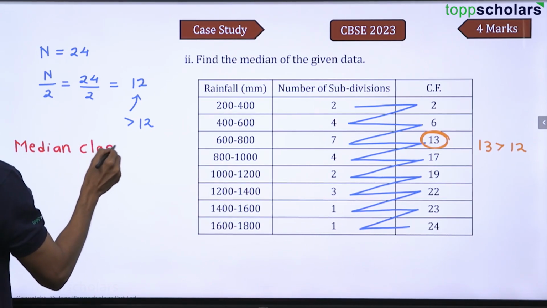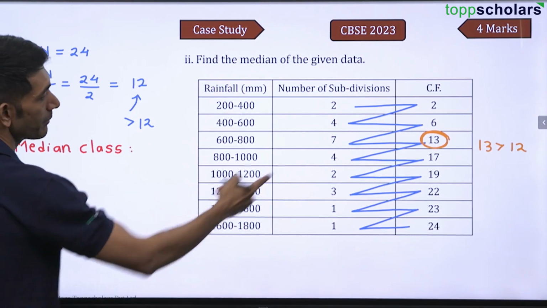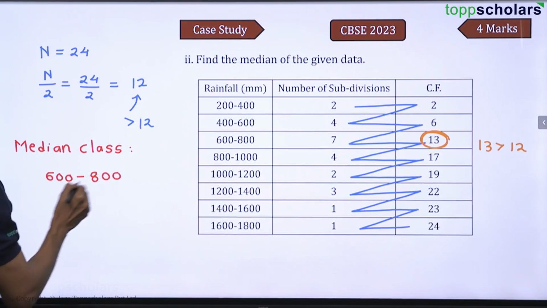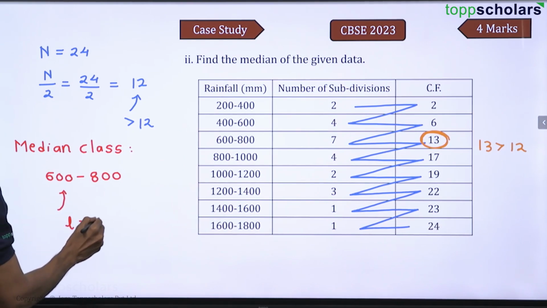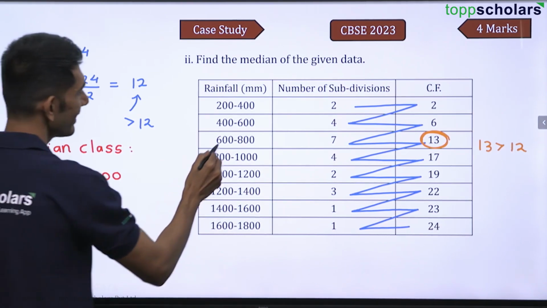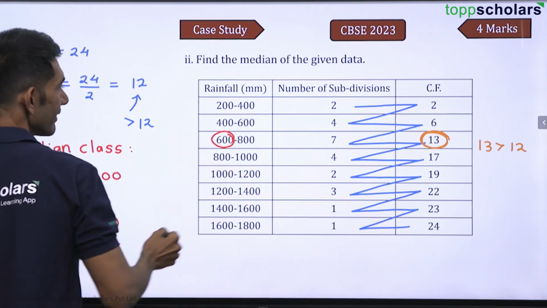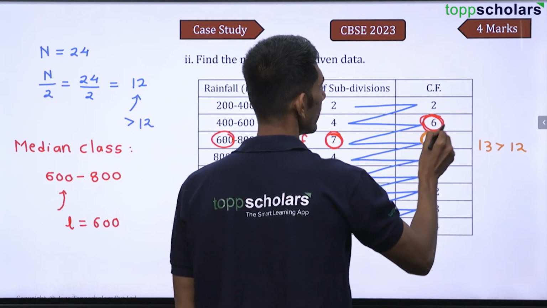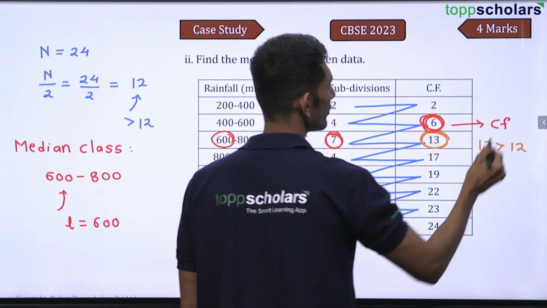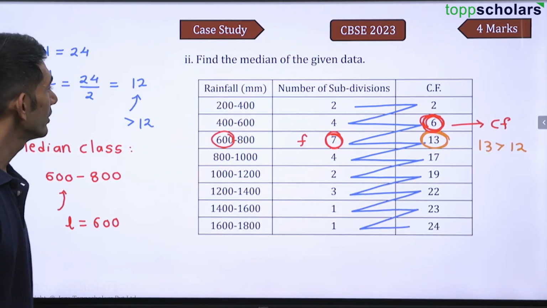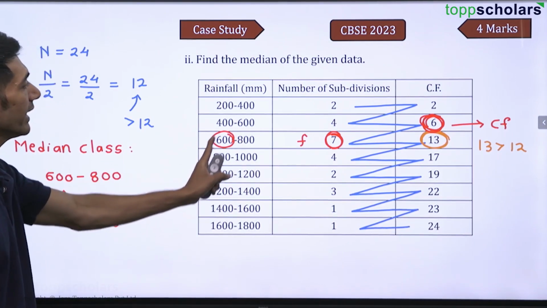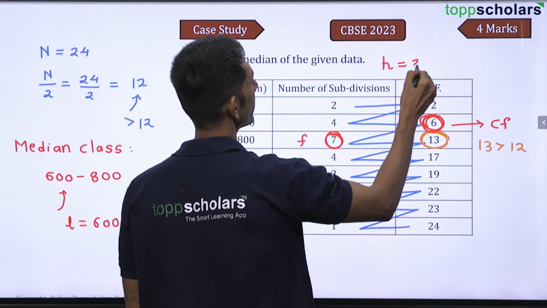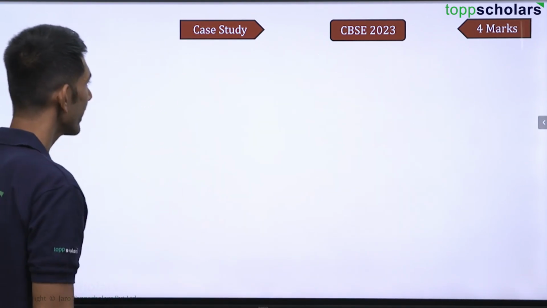I have the median class and my median class is 600 to 800. So can I say this is my L, L is 600. Once I get the value of L, can I say this is my frequency? And can I say the previous one is my actual CF for the calculation purpose? So do I have all the values now? Yes, I have all the values. I have F, I have L, I have CF. Do I have H? I have H as well, which is 400 minus 200, that is 200. Let us put the values and get the answer.